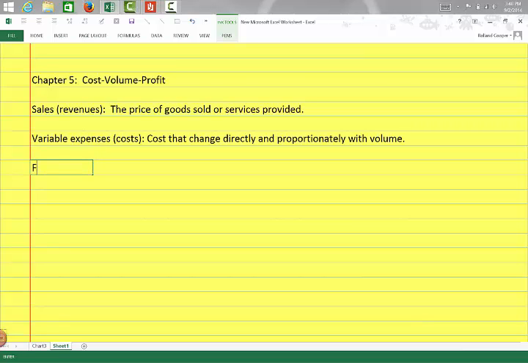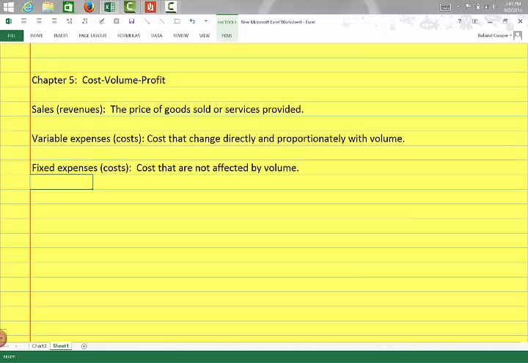Now let's take a look at fixed expenses, sometimes called fixed cost. And those are costs that are not affected by volume.